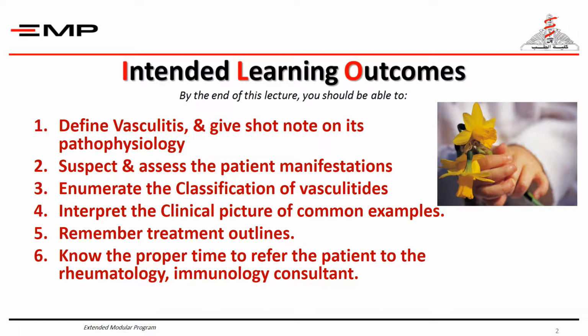By the end of this lecture, you should be able to define vasculitis and give short notes on its pathophysiology, suspect and assess patient manifestations, enumerate the classification of vasculitides into primary and secondary, and the classification of primary vasculitis, as you will know. Interpret the clinical picture of common examples of vasculitides. Remember treatment outlines only. Know the proper time to refer the patient to a rheumatology immunology consultant.